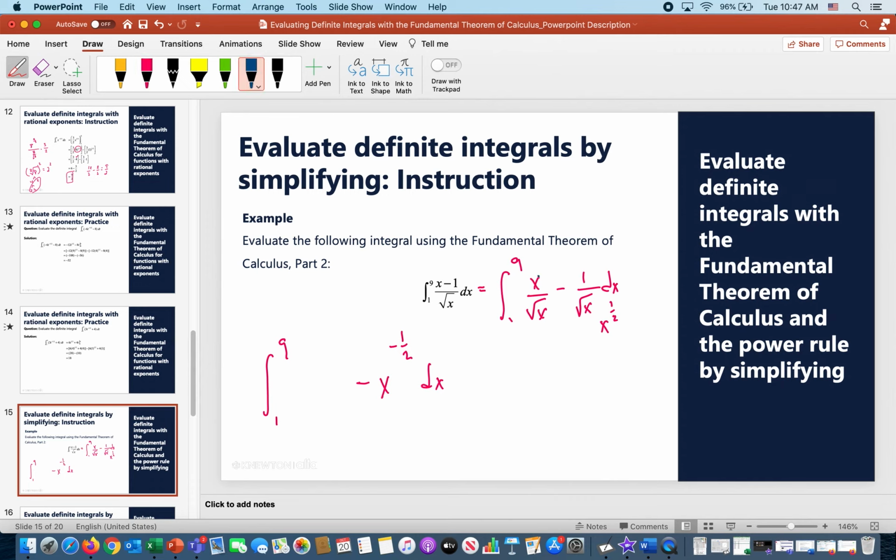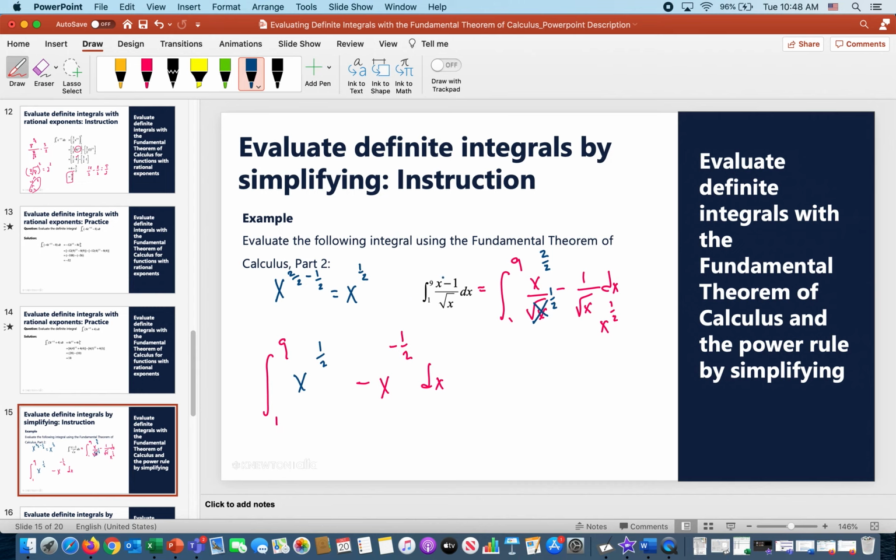So x to the 1, right, could be x to the 2 over 2. Now you're thinking, why on earth would I do that? Well, if I have x to the 2 over 2 and I divide by the square root of x, that's really dividing by x to the 1/2. And when I divide, I subtract those exponents. So I can rewrite this first fraction as the square root of x, or x to the 1/2.